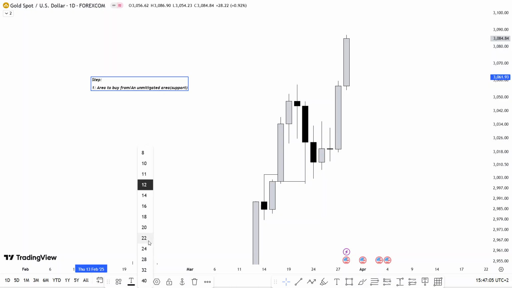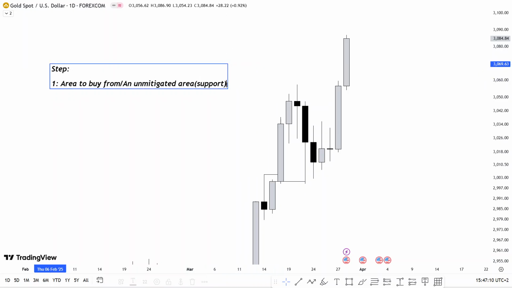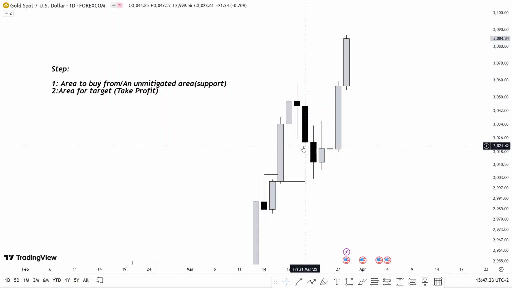Let me just make this a little bit big for those who are going to be using mobile. Right? So step number 2 would be for you to look for an area for target. Area for target, right? Or take profit area. Fine. Where after you trade into this area, what's the first area that you'd want to target?